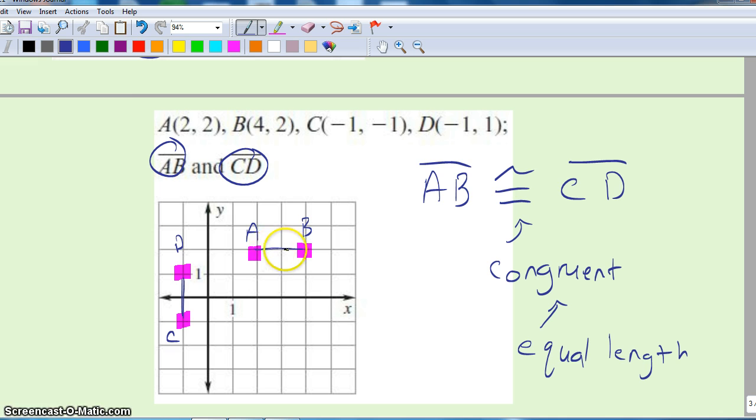So let's figure out the length. How far is it from A to B? It is 1, 2. So AB is 2 units long. From C to D, 1, 2, that is also 2 units long. Are they the same length? Yes. Are these congruent? Yes, they are congruent. If you got different numbers, for example, had this one been a 3 or a 4 and that stayed a 2, then you would put no, they're not congruent.